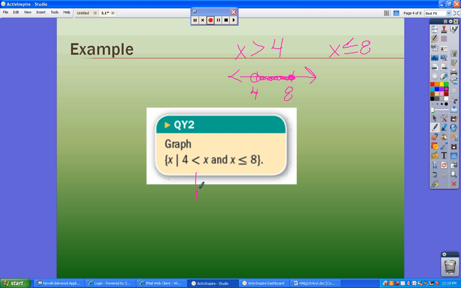Think about what the signs mean more than what they look like. That's going to be my advice to you. But here's what the graph will look like.